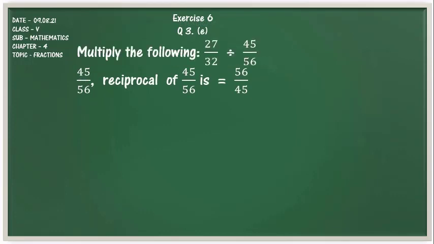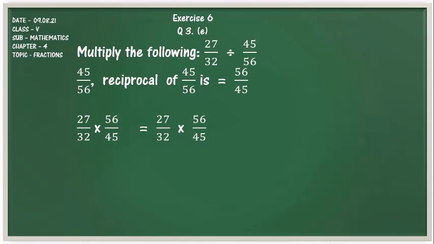Exercise number 6, question number 3, E. Multiply the following. 27 upon 32 divided by 45 upon 56. Here we have to divide by the fraction 45 upon 56. So the first step is to find out the reciprocal of 45 by 56, which is equal to 56 by 45. Now we need to multiply the reciprocal with the first fraction. So we'll write 27 upon 32 multiplied by 56 upon 45.